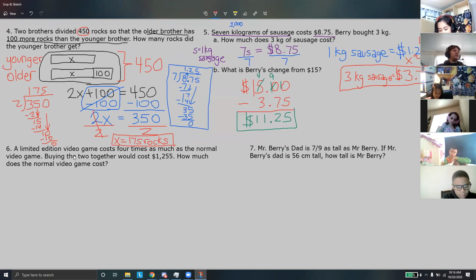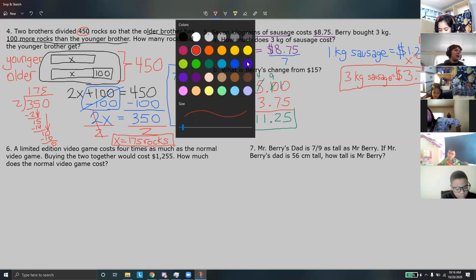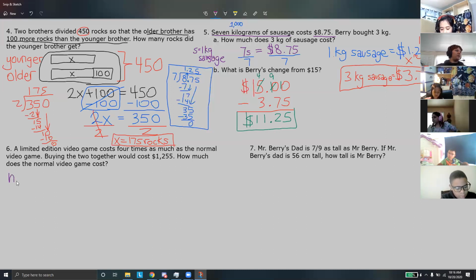A limited edition video game costs 4 times as much as the normal video game. Buying the two together would cost $1,255. How much does the normal video game cost? So we're going to draw this out. I'm going to use purple. I'm going to have my normal video game price here. So I have normal video game. And then I also have the limited edition.